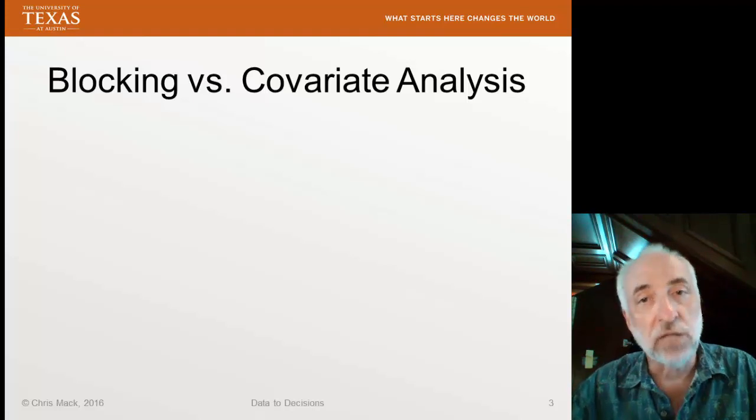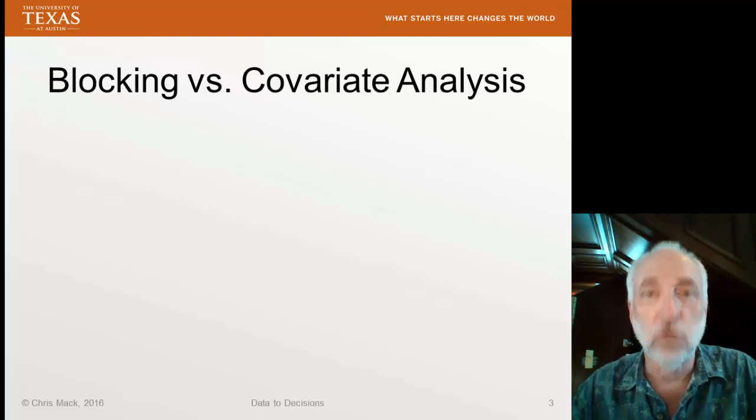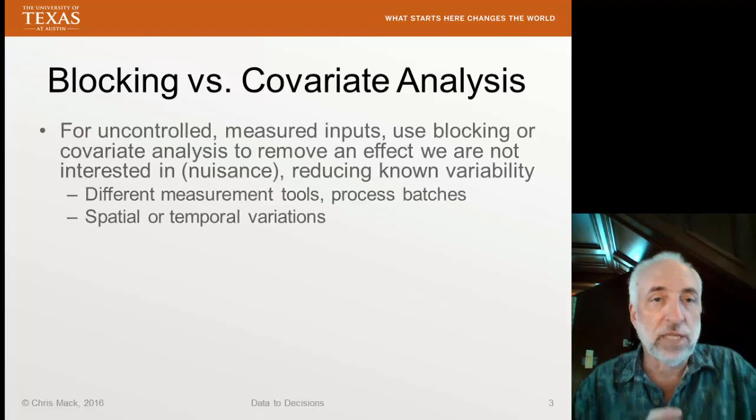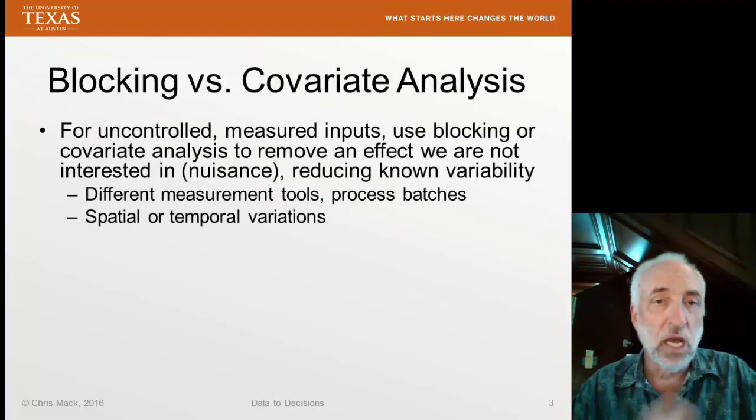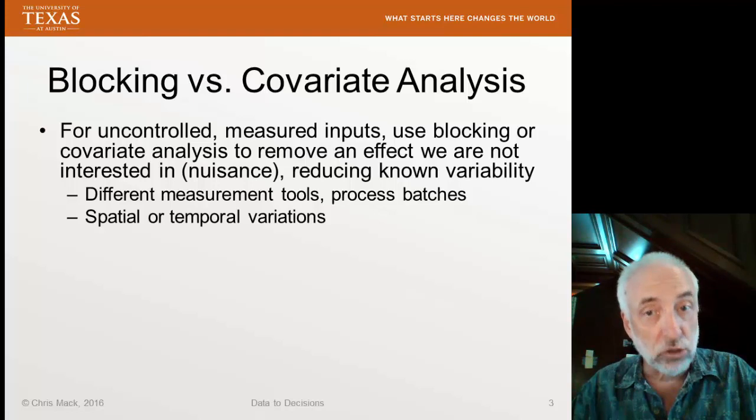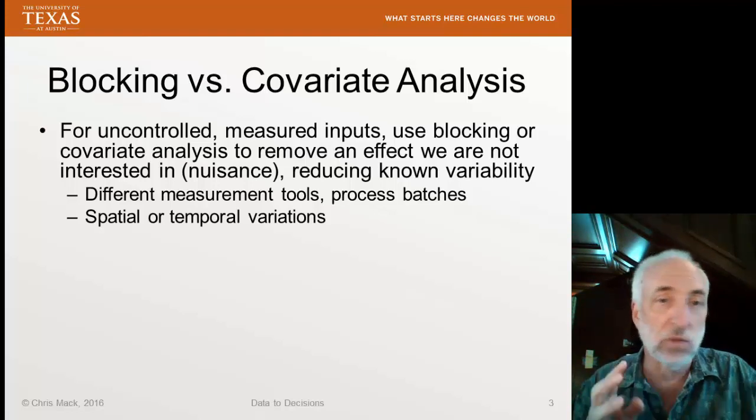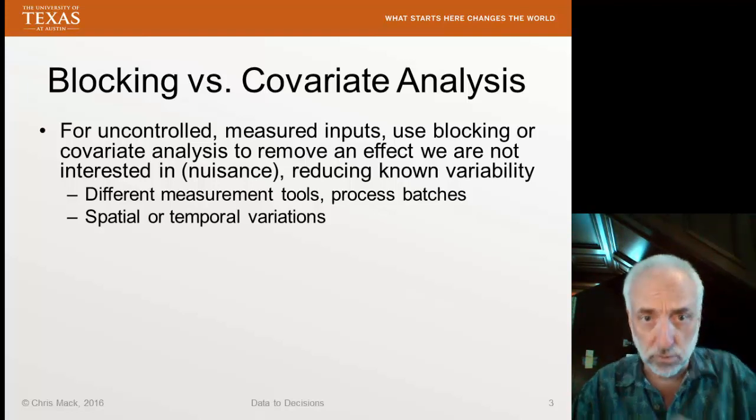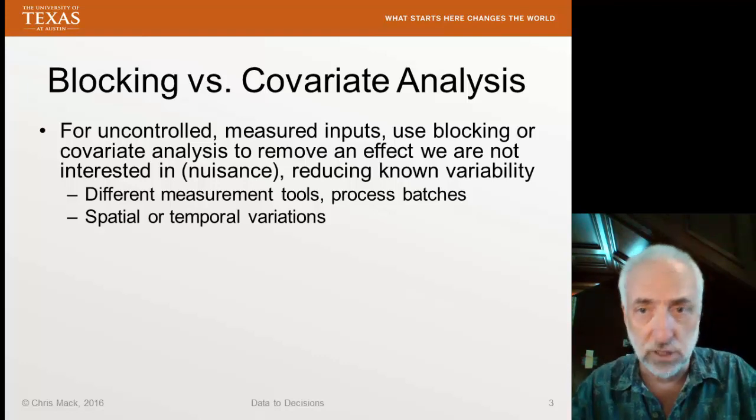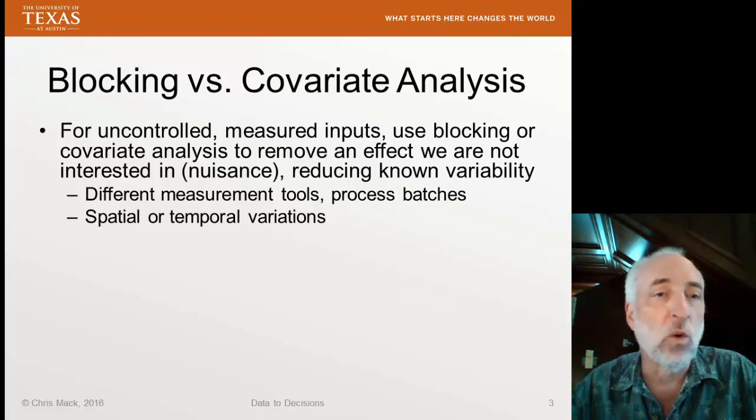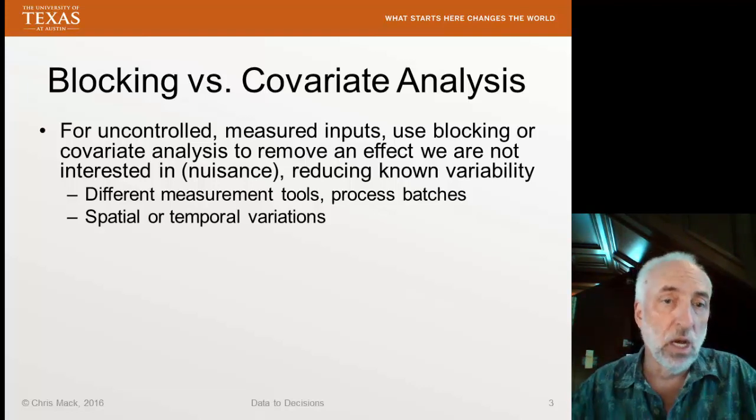Blocking is related to another topic called covariate analysis. So let's take a look at both of these now. We often have uncontrolled inputs into our process, some of which we can measure. We can know what those variations are, but we don't have the option of controlling them or eliminating the differences. And we can use either blocking or covariate analysis, and sometimes both, to remove that effect we're not interested in, what we call a nuisance variable.